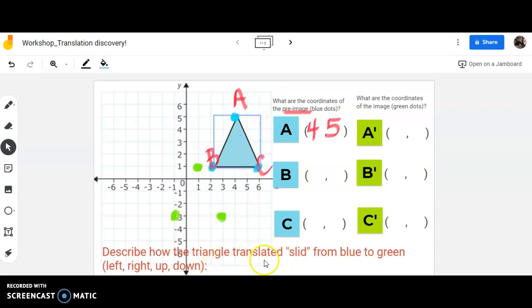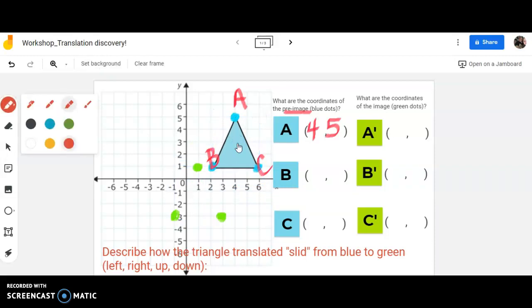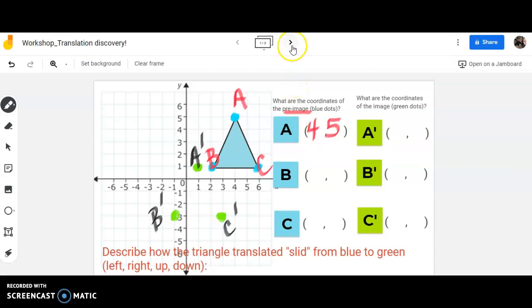But I want you to figure out what you think they are and write them down here at the bottom or put a text box. And then I want the new coordinates of the image where you moved it to. Those are the green dots. So remember, when we're labeling our new points, those become A prime, B prime, and C prime. So that's slide 1.